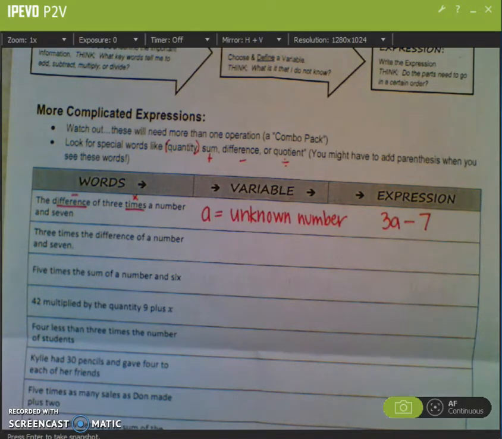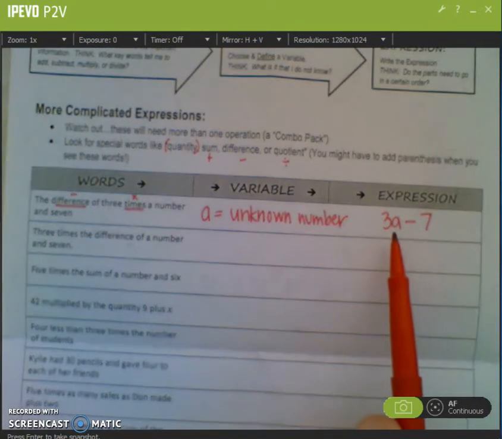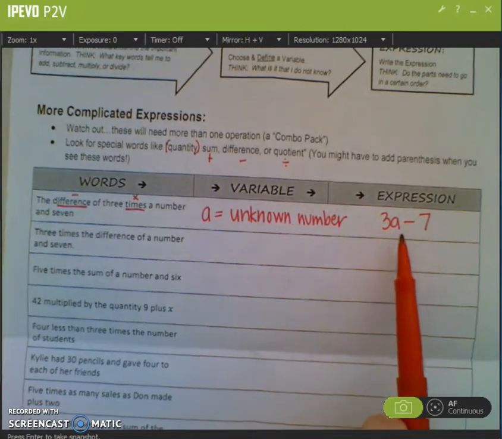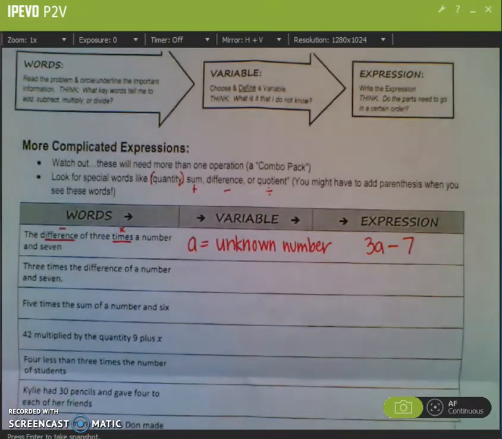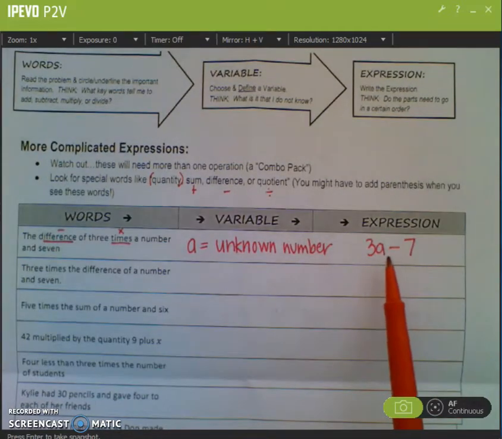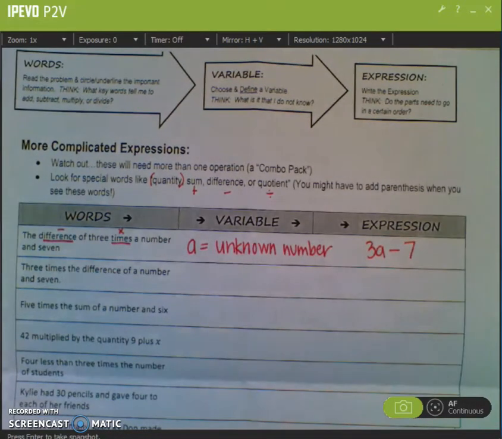as my expression. You'll notice that I didn't put a multiply by sign between 3 and A because when a number is next to a variable, we call the number the coefficient. The letter that represents the unknown is a variable. The two together mean that they're being multiplied.